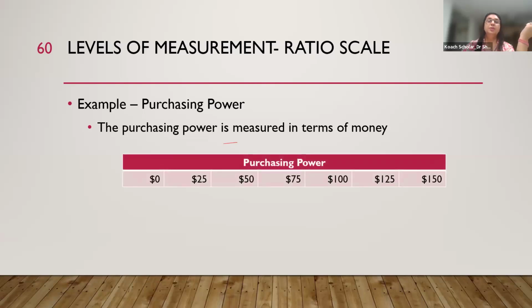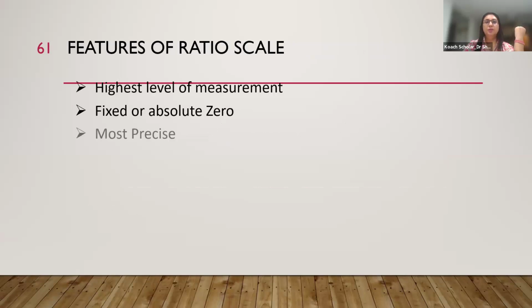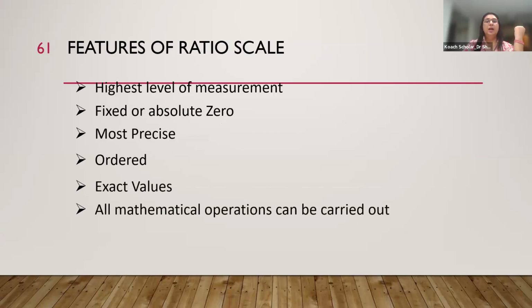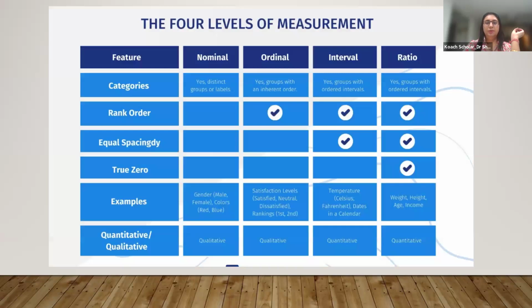Purchasing power. What is your purchasing power? $20, 25, whatever. You're measuring it in terms of money. It is a ratio scale, right? What are the features of ratio scale? Highest level of measurement, fixed or absolute zero, most precise, order, exact values, all mathematical operations can be carried out. These are the 4 levels of measurement.